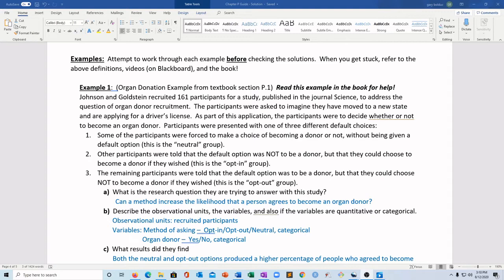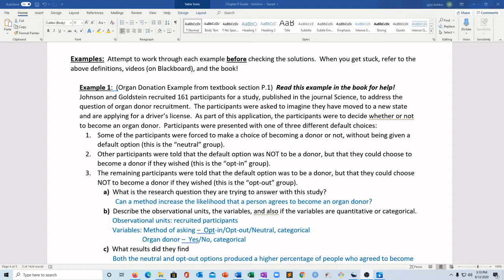Number two is, some of the other participants on their form were told that the default option was to not be a donor, but then they could make the active choice to switch that and become a donor. That's the opt-in to being a donor group. And then third is, the other participants on their form had an option that was, by default, you are signed up to be a donor by completing the form at all, and using this form, you have to opt out of becoming a donor. So by default, you're in, you have to opt out. So those are the three different ways they set this up.